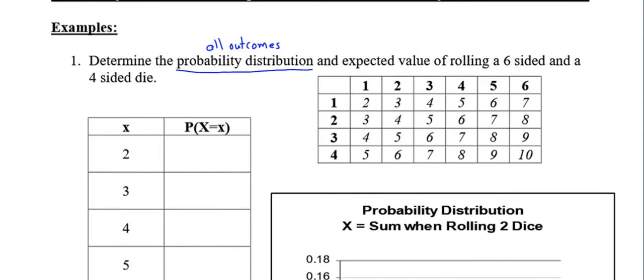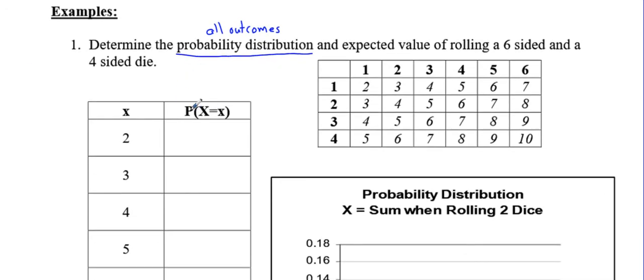Now we have to find the probability of each outcome. But before you do that, just like all probability, you have to define what the variable x is. So we're going to say, let our variable represent the sum of the two dice. So just like in probability unit 2, you have to give your let statement of what letter you're going to use.